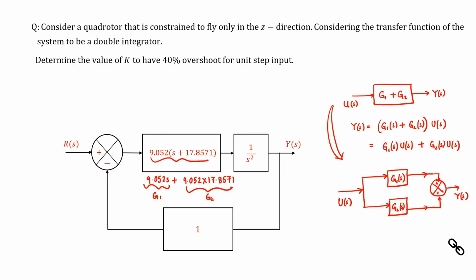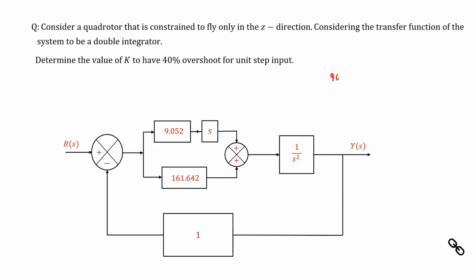Notice another thing, 9.052s is one block which can again be redrawn as 9.052 cascaded with another block s. So, the output here also remains the same. If you give a U(s) input here, Y(s) being the output here, or Y1(s) being the output here, and U(s) is the input here, Y1(s) will be the output here as well. Now, why are we doing this? We are doing this because this gives us some intuition or some more facts about the controller that we are using. Let us look at that from the time domain perspective.